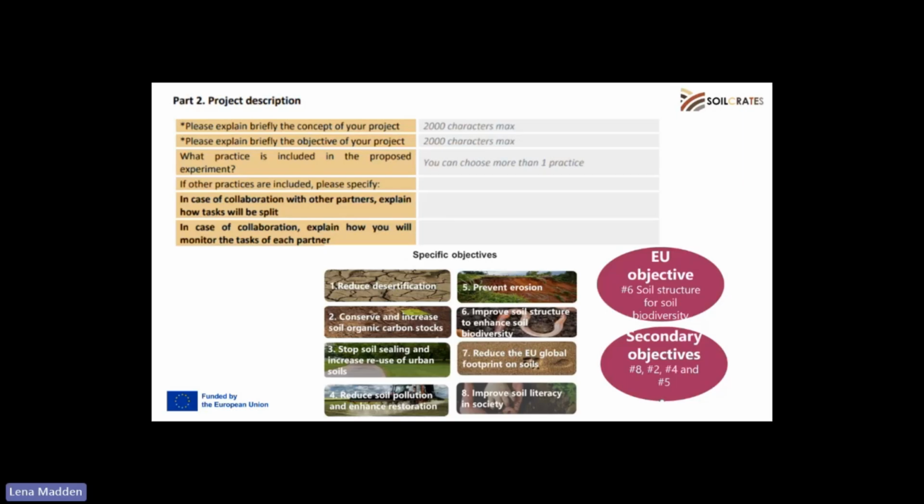Base it on the soil health and work from there. What practices are included in the proposed experiments? You can choose more than one practice, but we're probably not going to accept more than 2. Why? Because when you design a scientific experiment for more than 2 practices, it takes a lot of repetition of different things, combining these experiments using different plots.